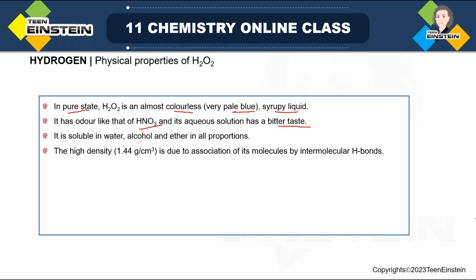Density is 1.44. Density is more than water. It is a syrupy liquid, so density is high. And why is it so? It is due to association of its molecules by intermolecular hydrogen bonding.